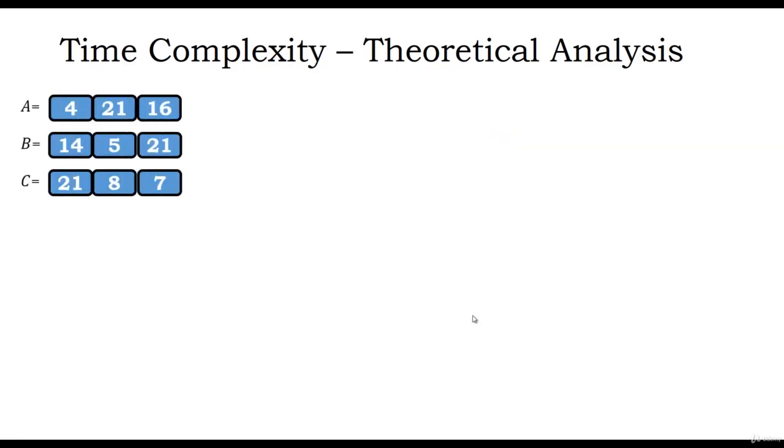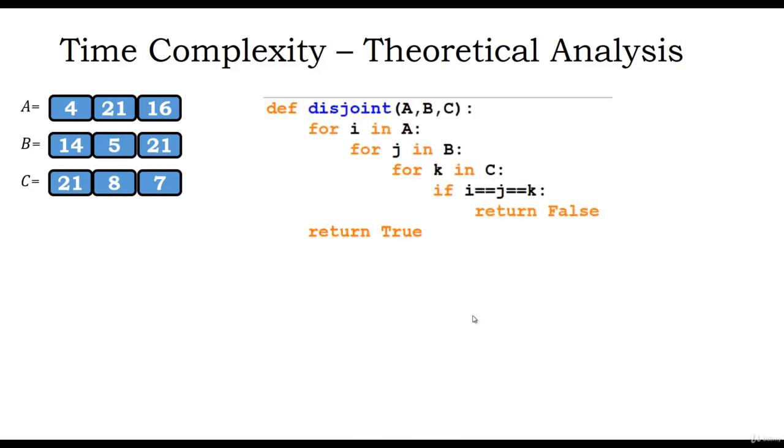Now, here we have 3 arrays, each of which contains some elements. And our problem is to find if the sets are disjoint. Now we have this algorithm. If you observe, the first for loop will run n times. The second for loop, that is for j, will run n square times. And the third for loop, which is nested within the ith for loop and the jth for loop, will run n cube times. And we have a comparison statement, that is if i equals j equals k. This also will run n cube times.